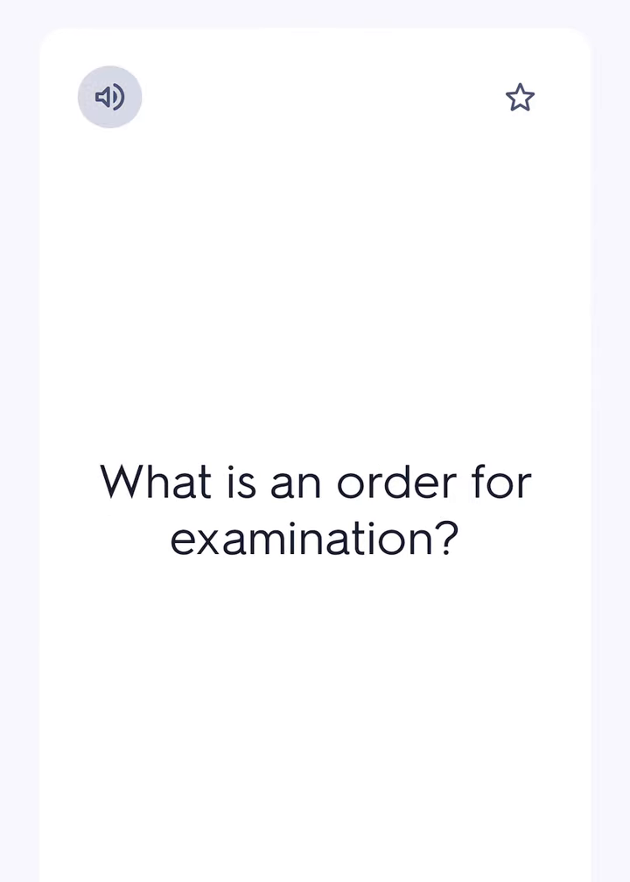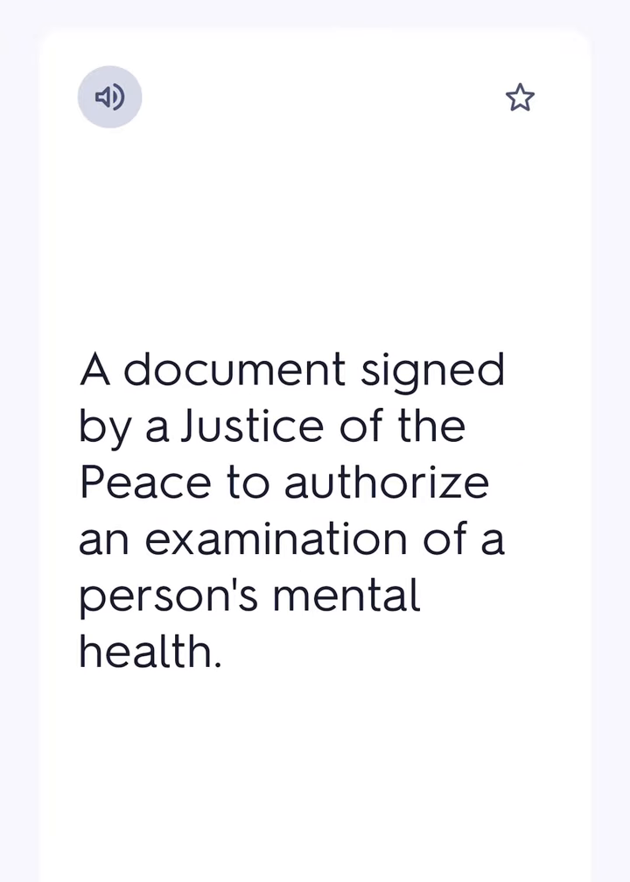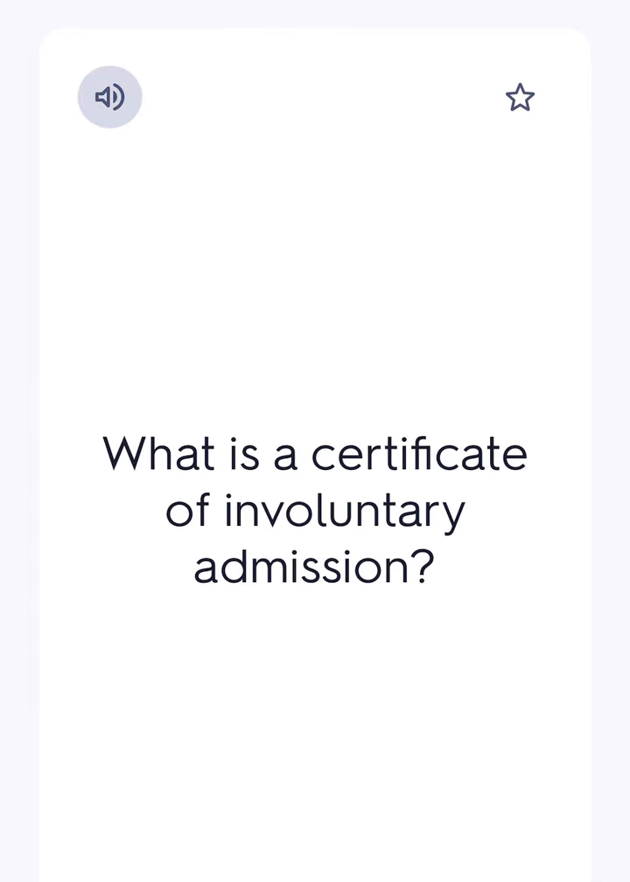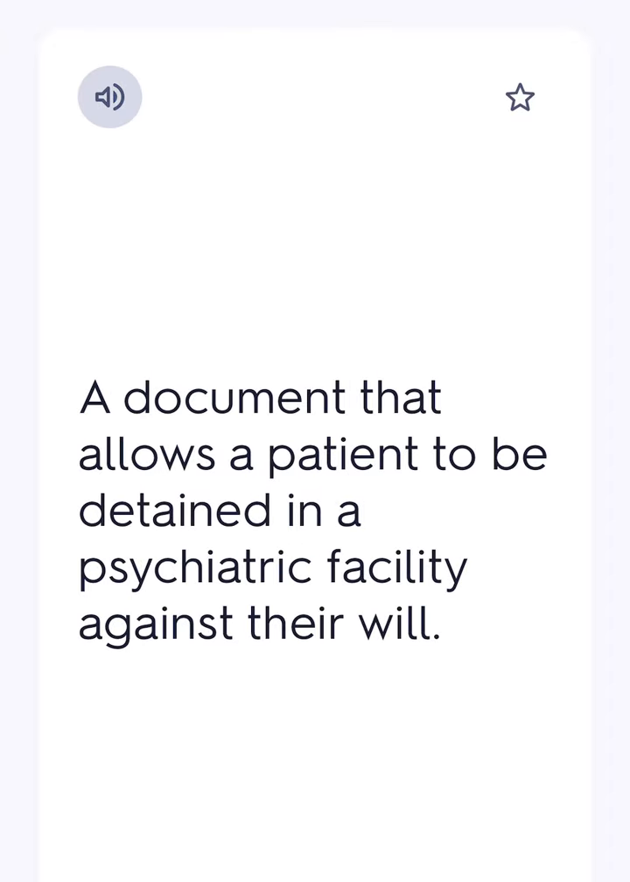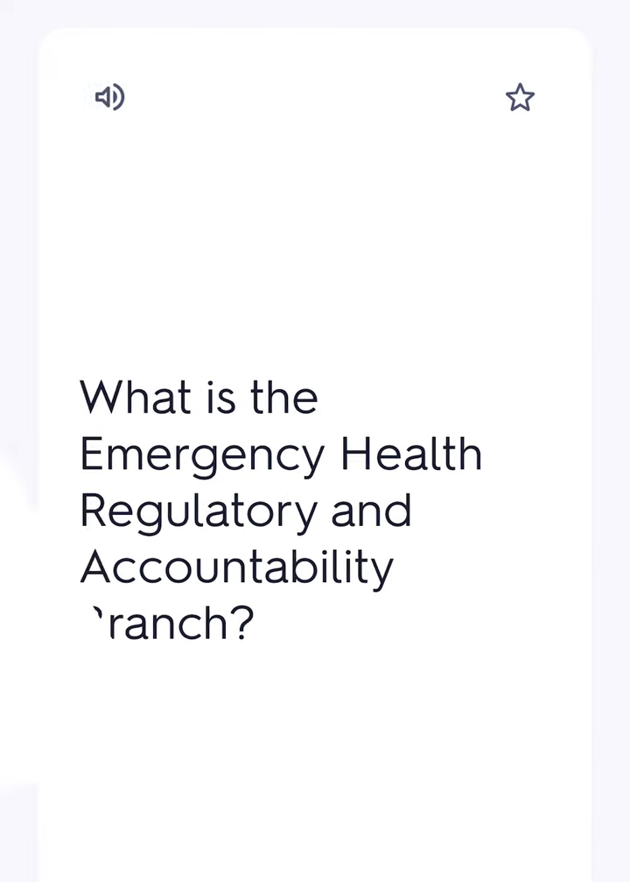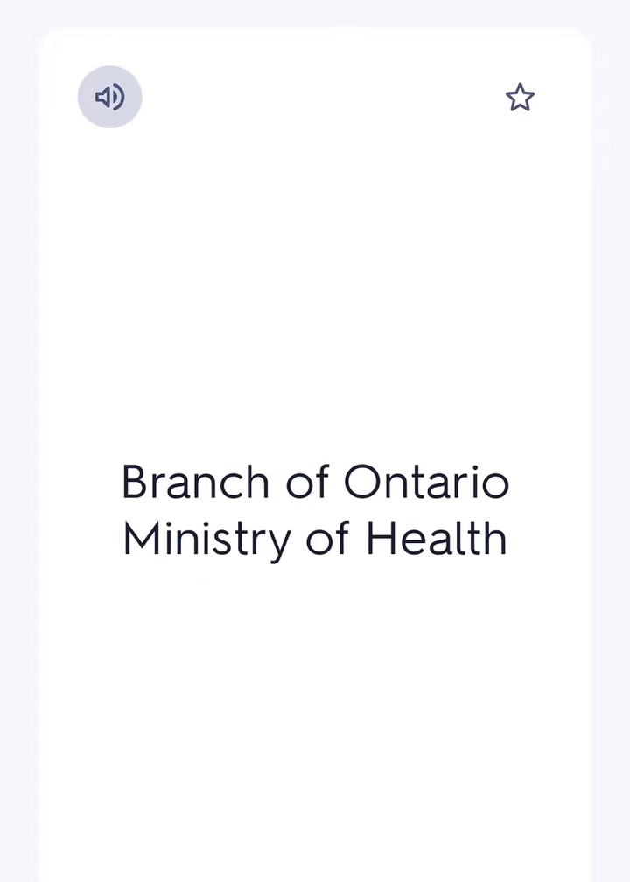What is an order for examination? A document signed by a justice of the peace to authorize an examination of a person's mental health. What is a certificate of involuntary admission? A document that allows a patient to be detained in a psychiatric facility against their will. What is the Emergency Health Regulatory and Accountability Branch? Branch of Ontario Ministry of Health.